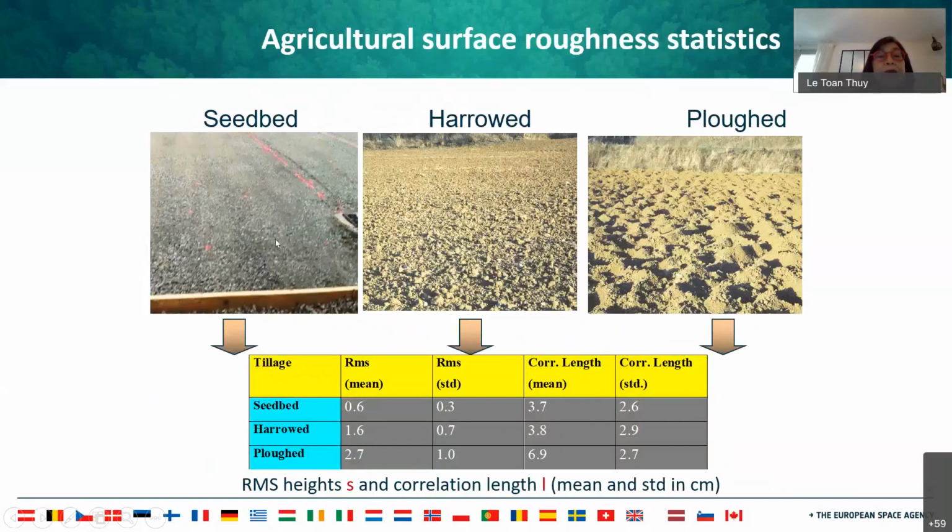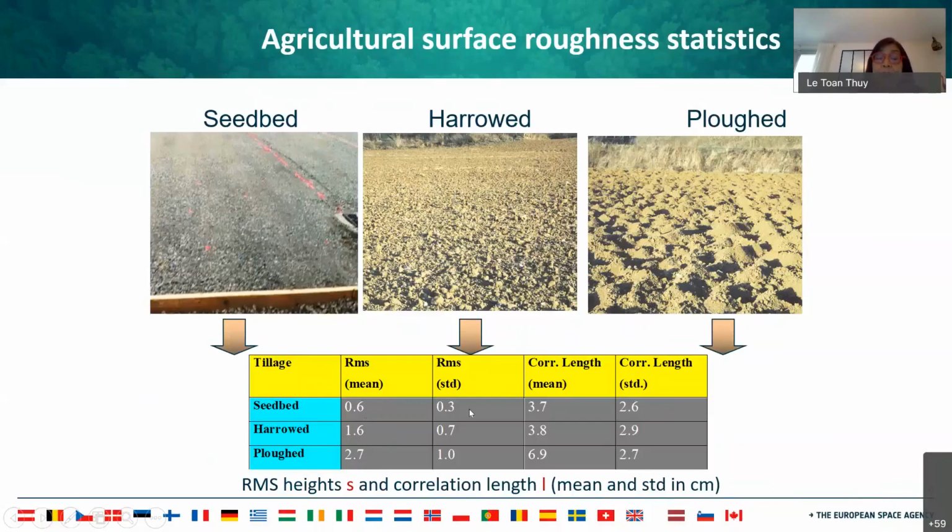And here is the seed bed, which is very smooth, harrow or plow, and here the root mean square height, mean value, standard deviation, correlation length, standard deviation. You can see that usually the root mean square height of the seed bed in centimeters is 0.6, 1.6, 2.7. We measure a long profile by laser, and we calculate all those parameters.